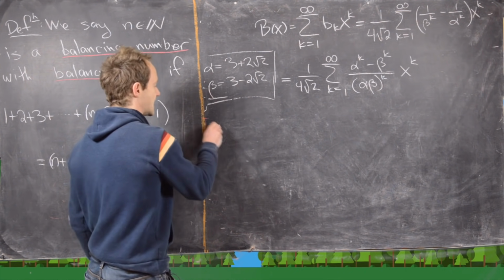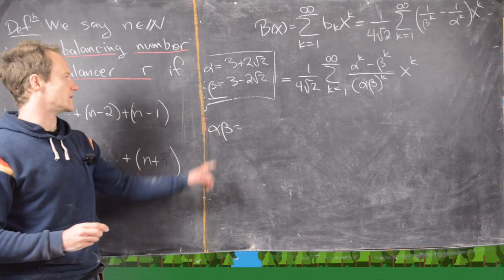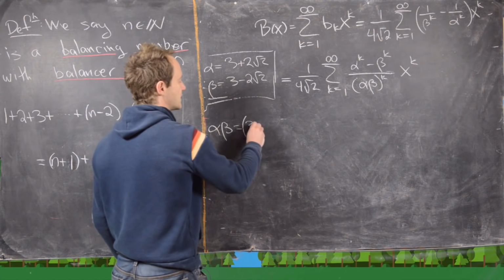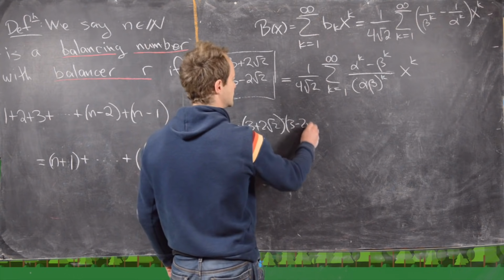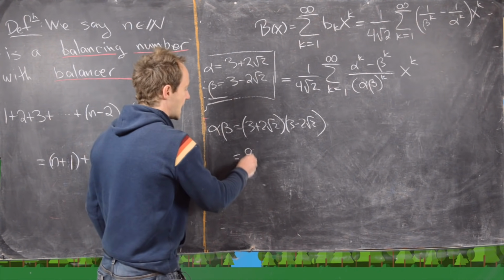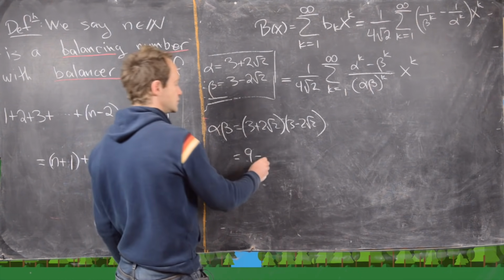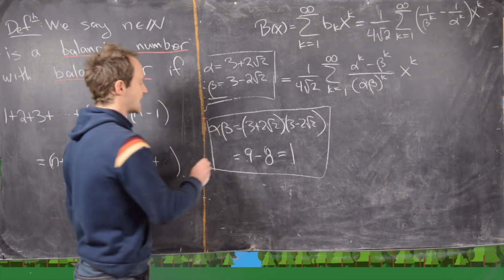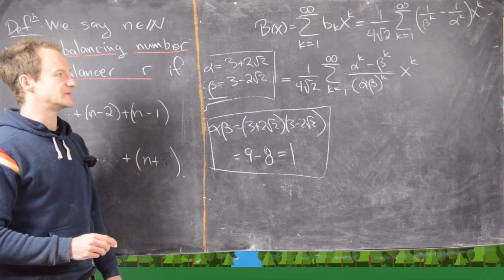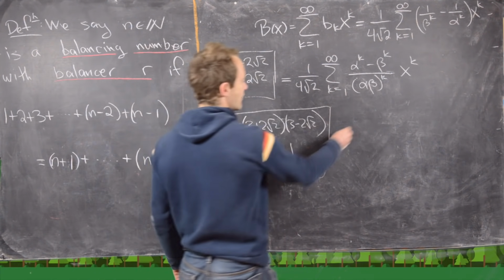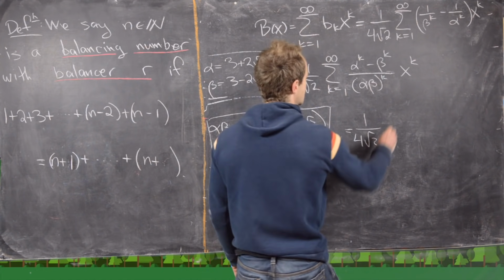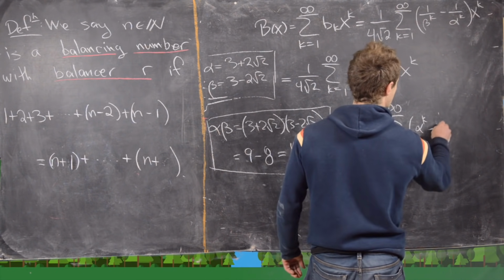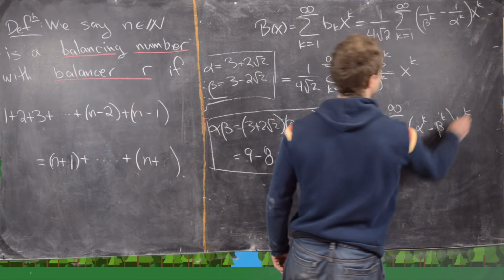But now let's notice that alpha times beta is actually a nice form here, and that's because these are radical conjugates of each other. So this is 3 plus 2 root 2 times 3 minus 2 root 2. So that's going to give me 9 minus 2 root 2 squared, which is 8, which is 1. So notice all of that cancels. So that means alpha times beta is 1, which means alpha times beta to the k is also 1. So in other words, this is 1 over 4 root 2 times the sum k equals 1 to infinity of alpha to the k minus beta to the k times x to the k.